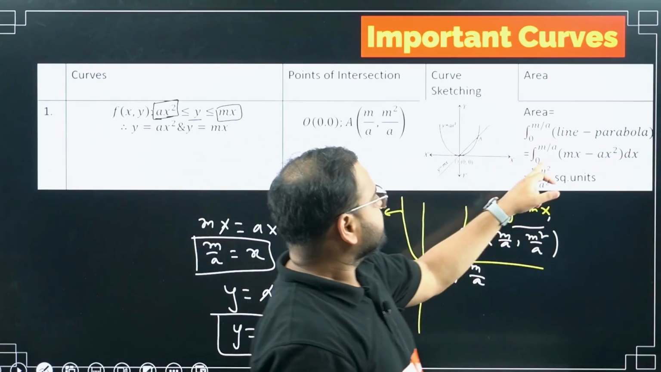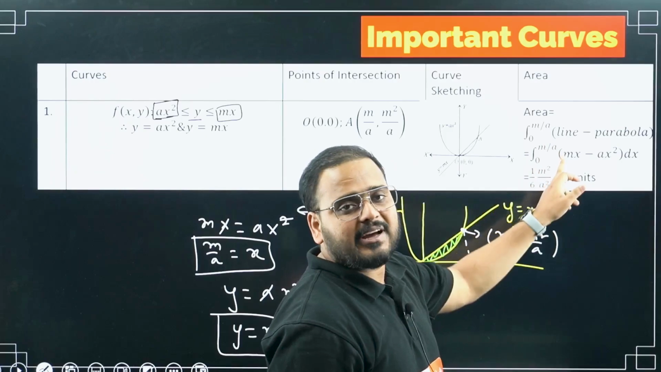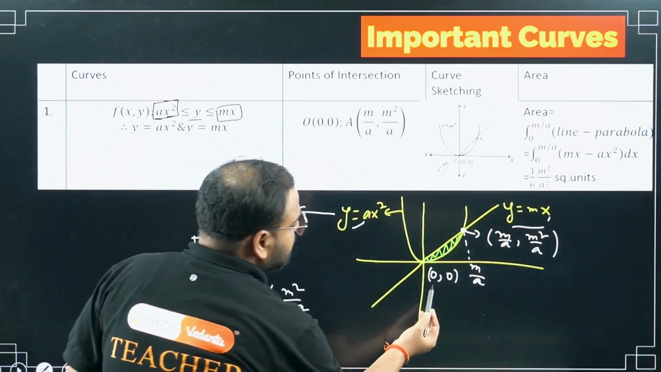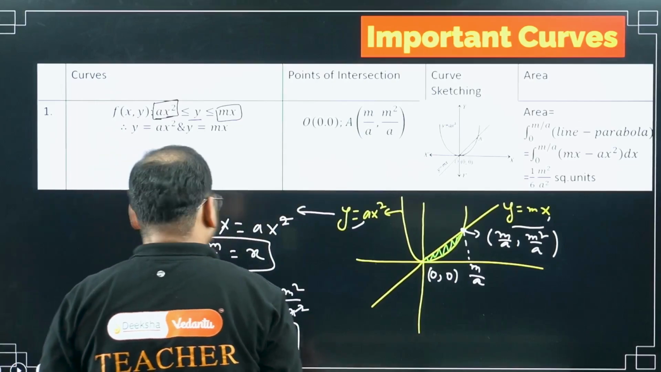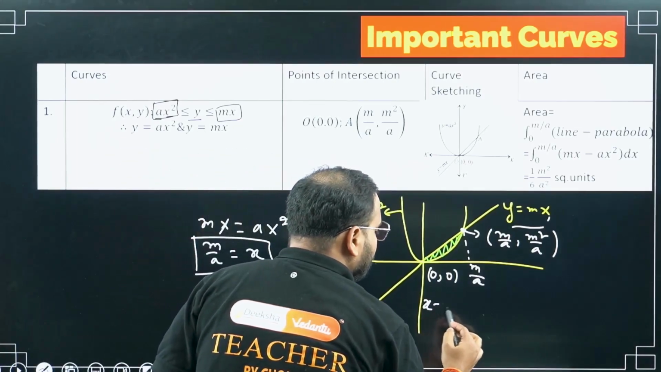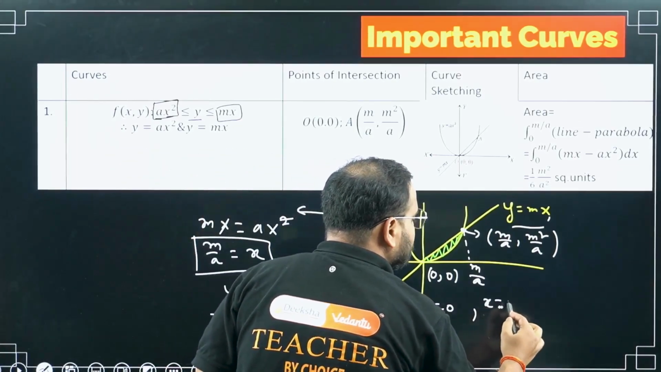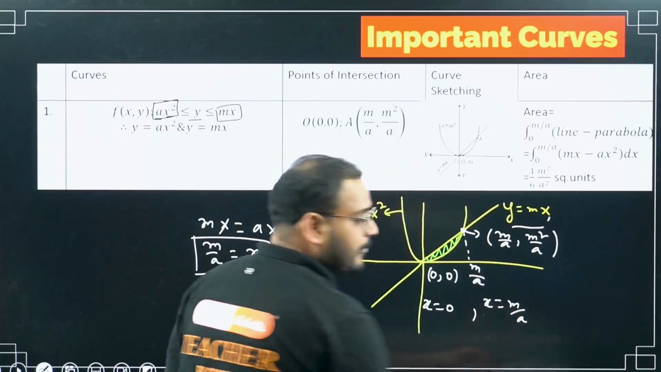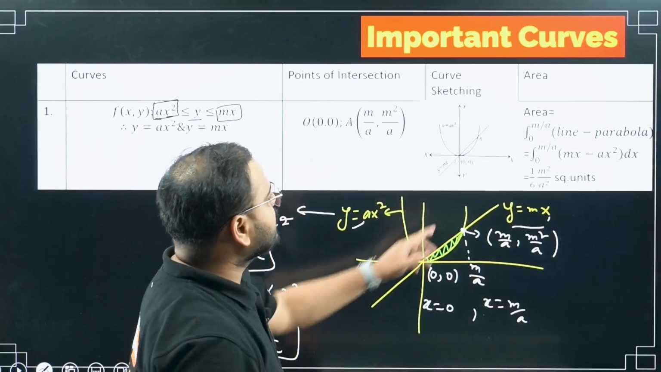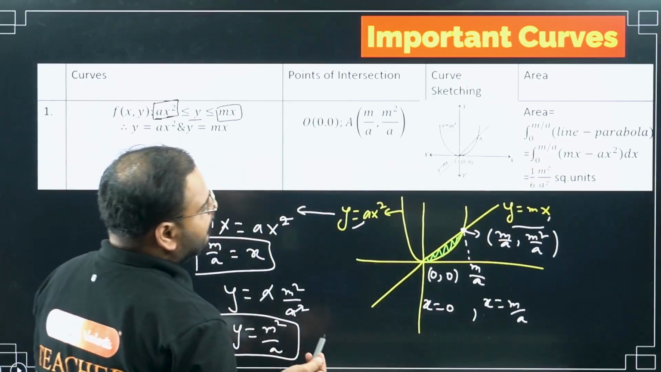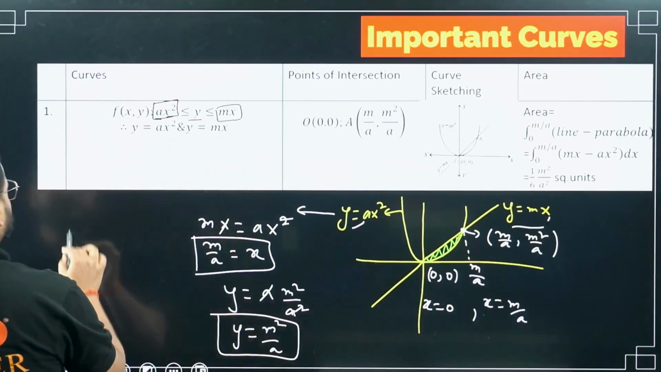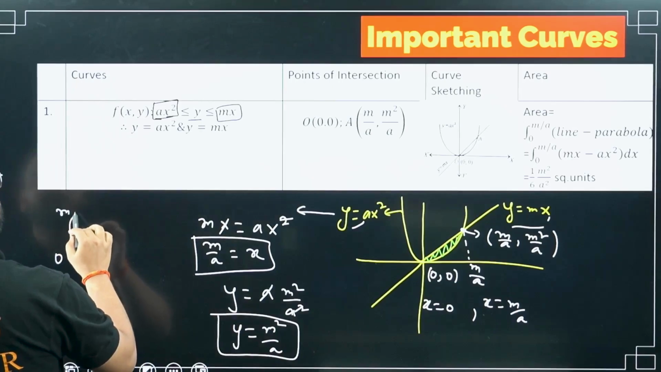Okay, so 0 to m by a, why, sir? Please check the limits. 0 is my x value over here, and over here my x value is x equals m by a. This becomes my boundaries, the upper limit and lower limit. So 0 to m by a. If I'm writing the integration like this, what am I going to get?